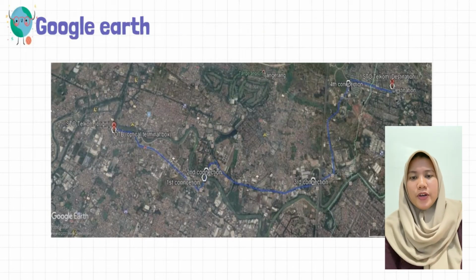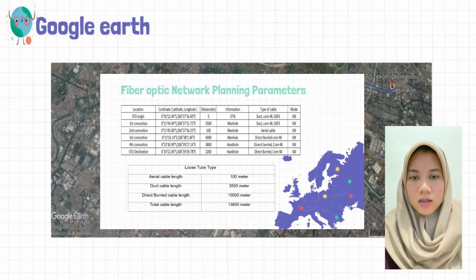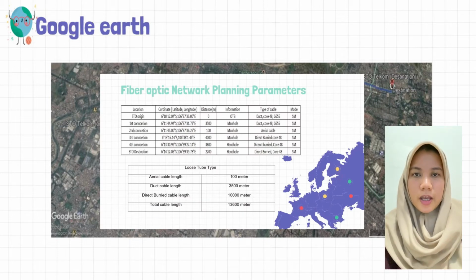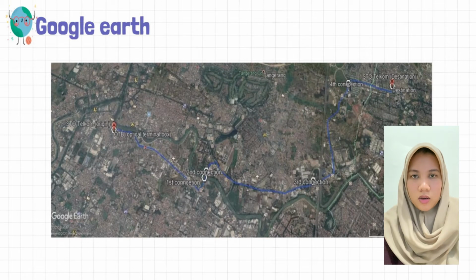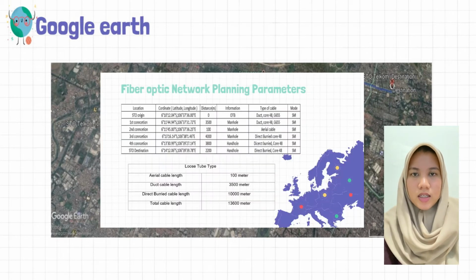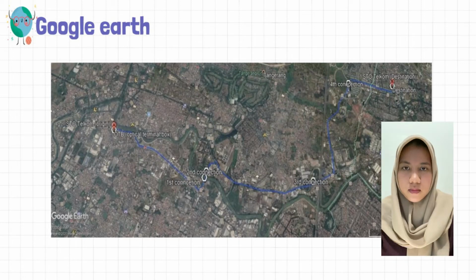From the starting point, STO Telkom Pasar Baru, the distance starts from 0, and the type of cable we use is duct because the cable is for all types of cable. Its construction is specifically designed to be installed below ground level, and Core 48 is the Telkom standard, and G655 is for fibers that have a very small dispersion.